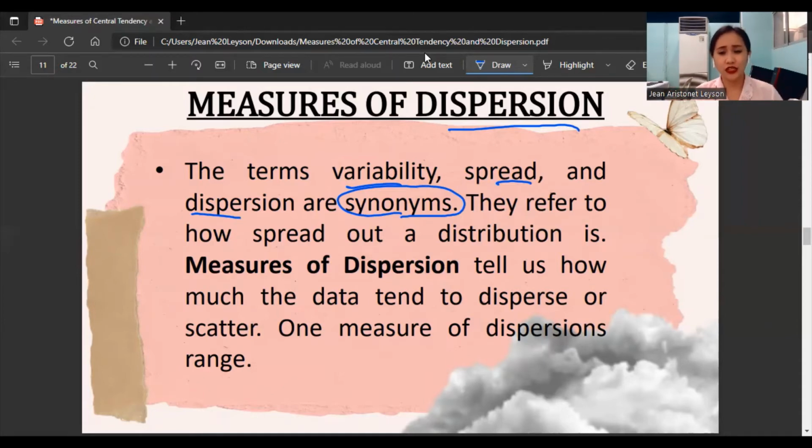Measures of dispersion tell us how much the data tend to disperse or scatter. So one measure of dispersion is what we call the range.